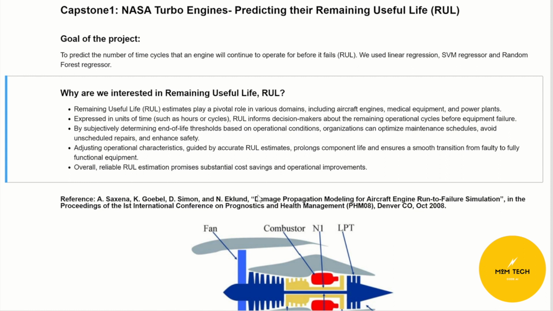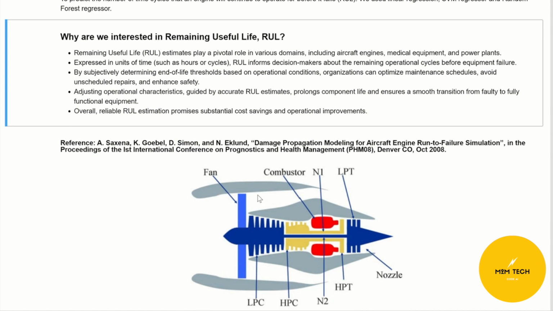So what is RUL? RUL is the number of operation time cycles that are remaining before an equipment fails. And why are we interested in it? Because once we know RUL of equipment, we can avoid unscheduled repairs, optimize maintenance schedules, and enhance safety.